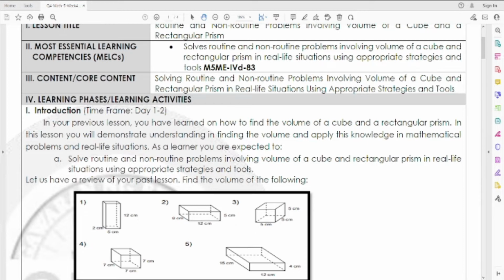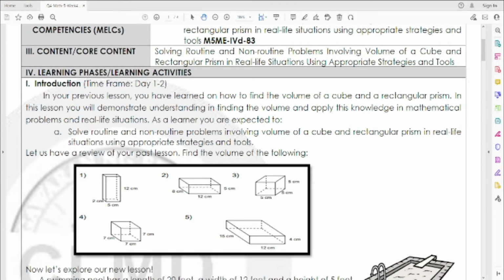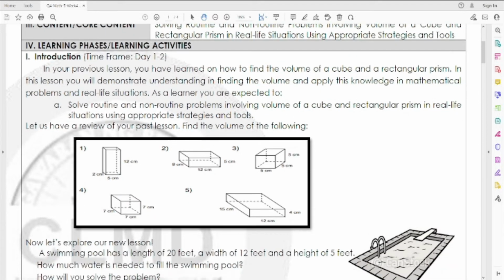So let us have a review of your first lesson. Find the volume of the following. In number 1, your width is 2 cm, your length is 5 cm, and your height is 12 cm. So that is the description of number 1. Number 2, the unit has a 12 cm length, width with 8 cm, and the height is 5 cm.